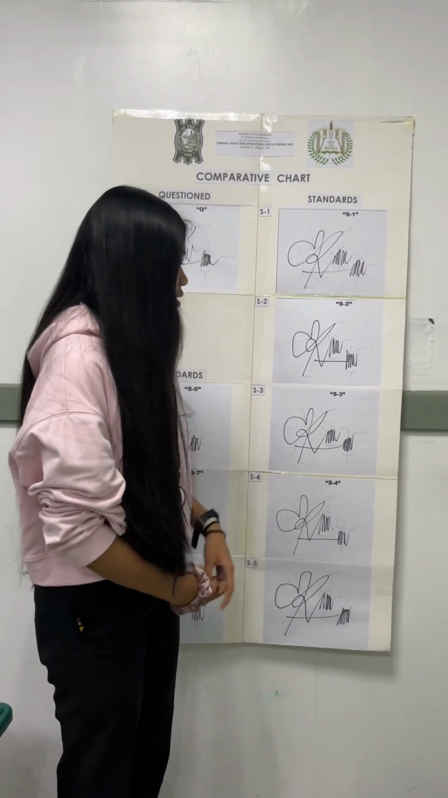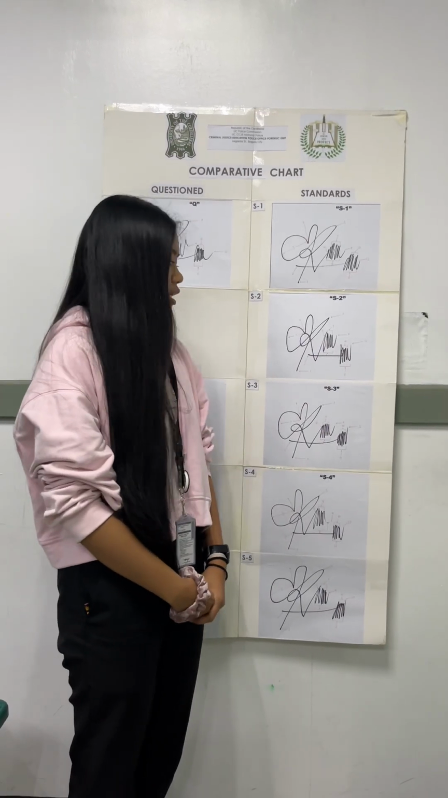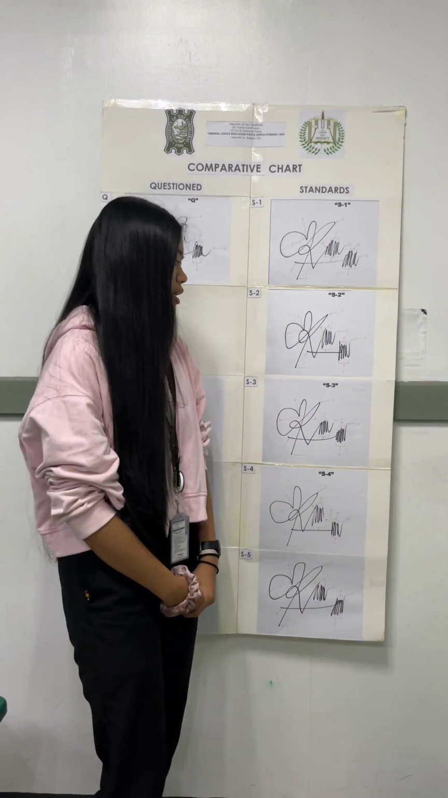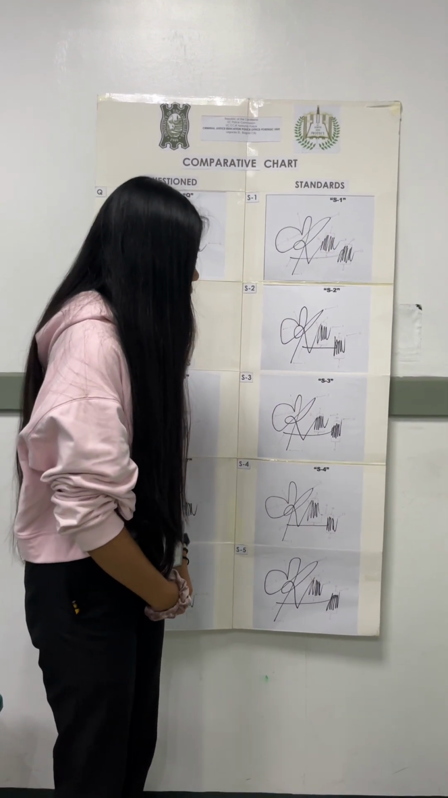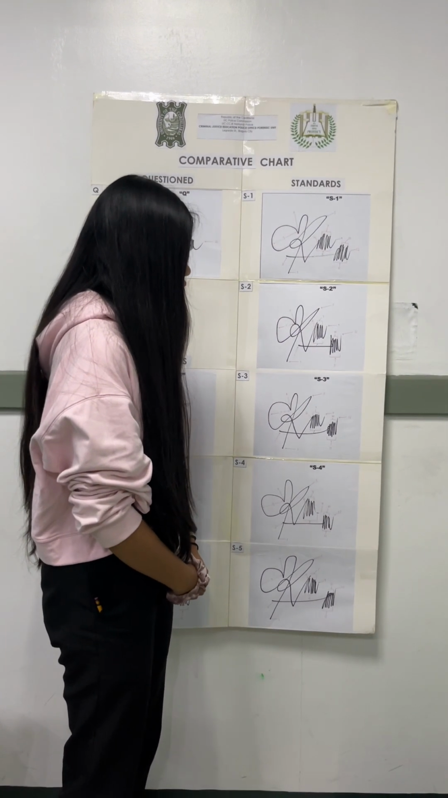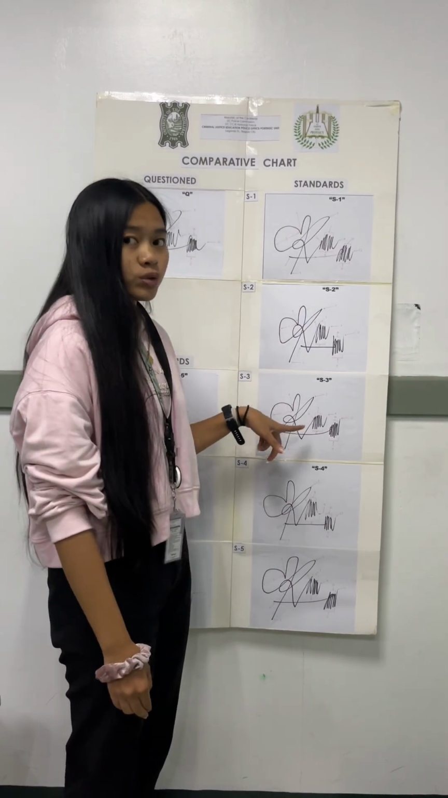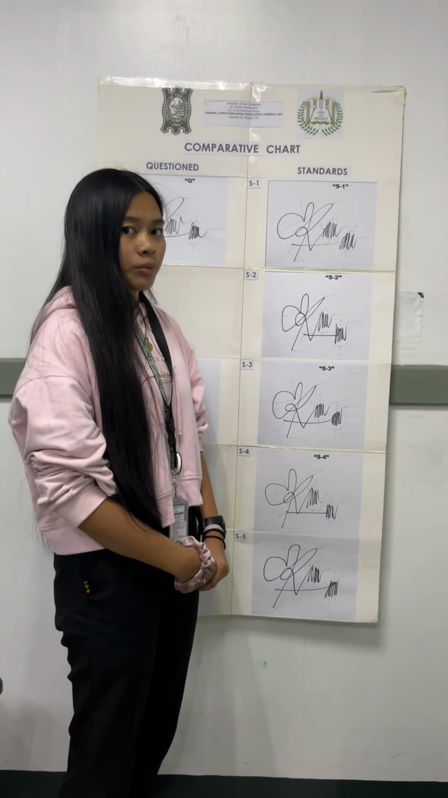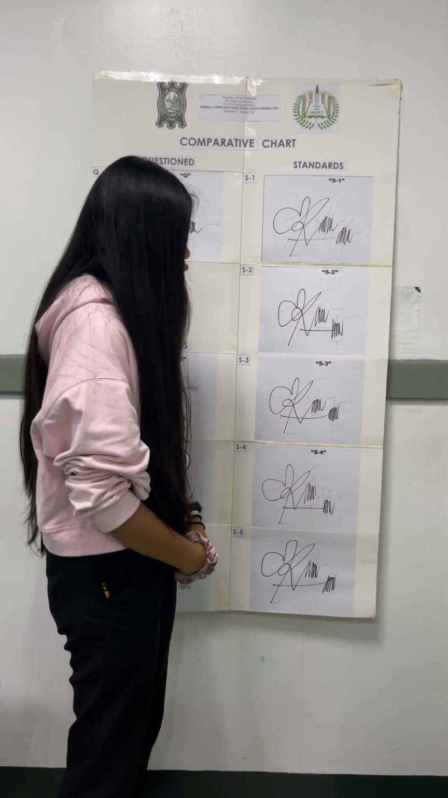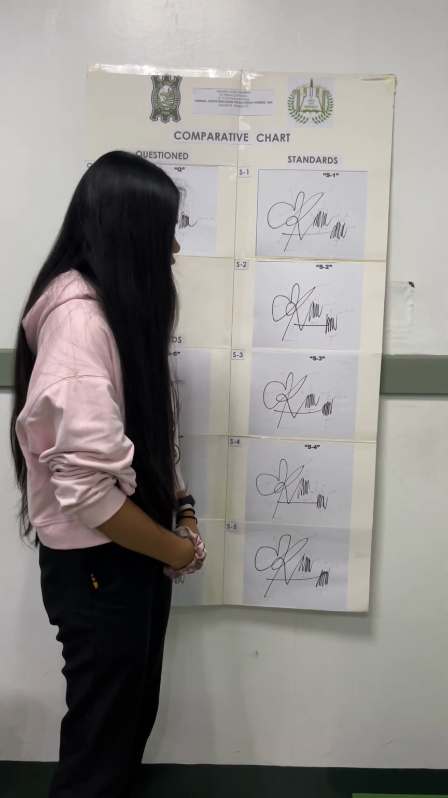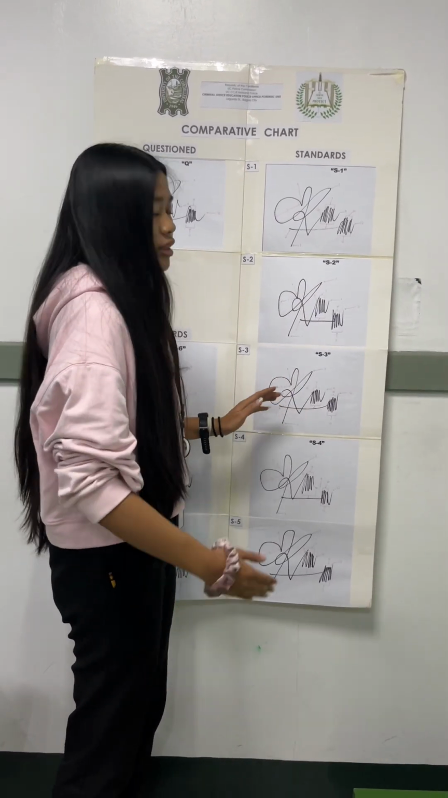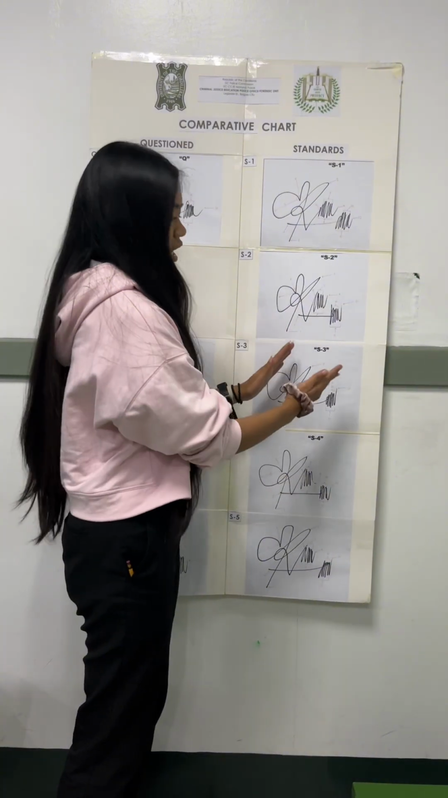Second one is the line quality. The signature of the standard number 3 has a good line quality because the strokes flow naturally without hesitation and tremors. The next one is the slant. As you can see, the signature is written towards the right.